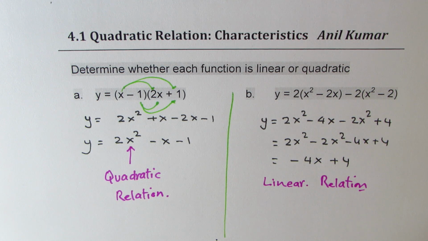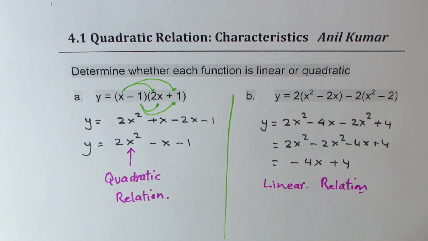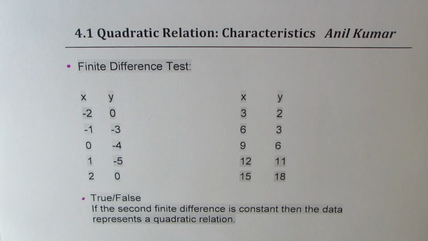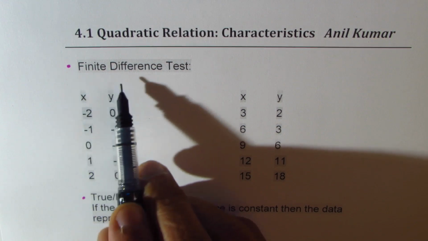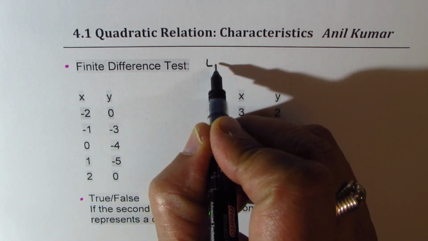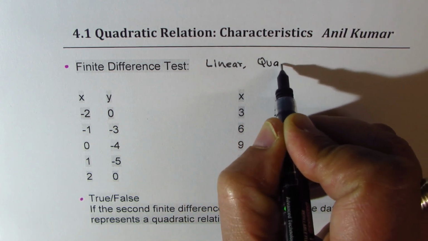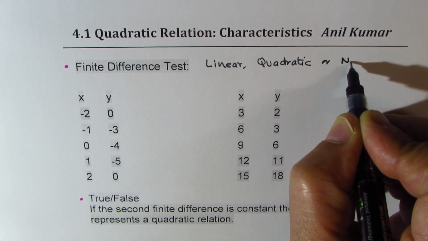Now let's look into finite differences and try to figure out whether the data represents a quadratic function or not. Now we'll do the test which is called the finite difference test to check whether the given relation is linear, quadratic, or neither.